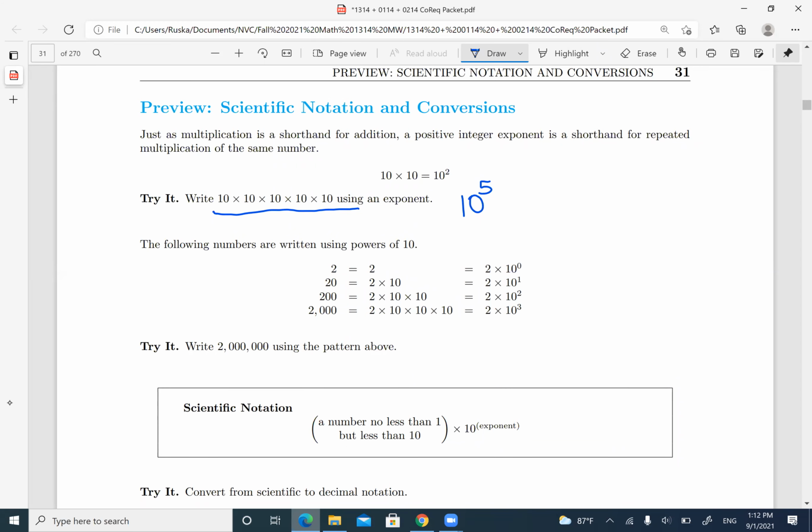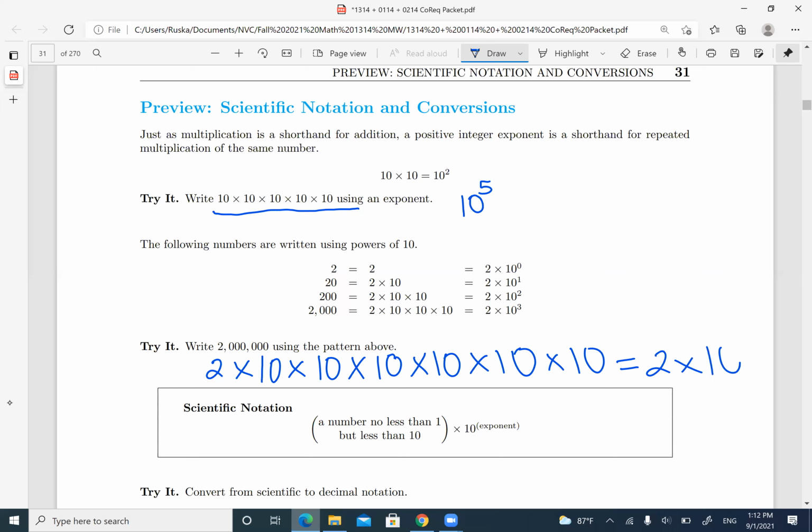So for the next one, we need to try how to do 2 million using the pattern above. So 2 million is going to be 2 times, how many zeros do we have? 6 zeros. So we're going to have 6 times multiplying by 10, because each multiplying by 10 is going to give us a 0. So we have 2 times all these 6 tens, and when I rewrite this, it's going to be 2 times 10 to the power 6. So that's how you do it.